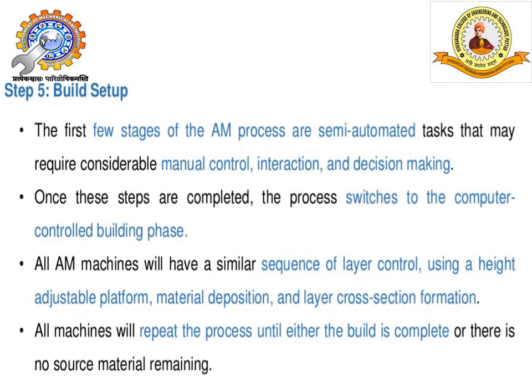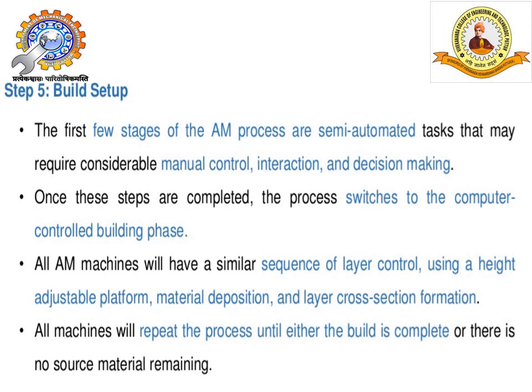Moving on to step number 5, build setup. The first few stages of the additive manufacturing process are semi-automated. That means it may require considerable manual control, where the machine is interacting with the human for decision making. Once these steps are completed, the process switches to the computer controlled building phase. It's nothing but an automatic phase.